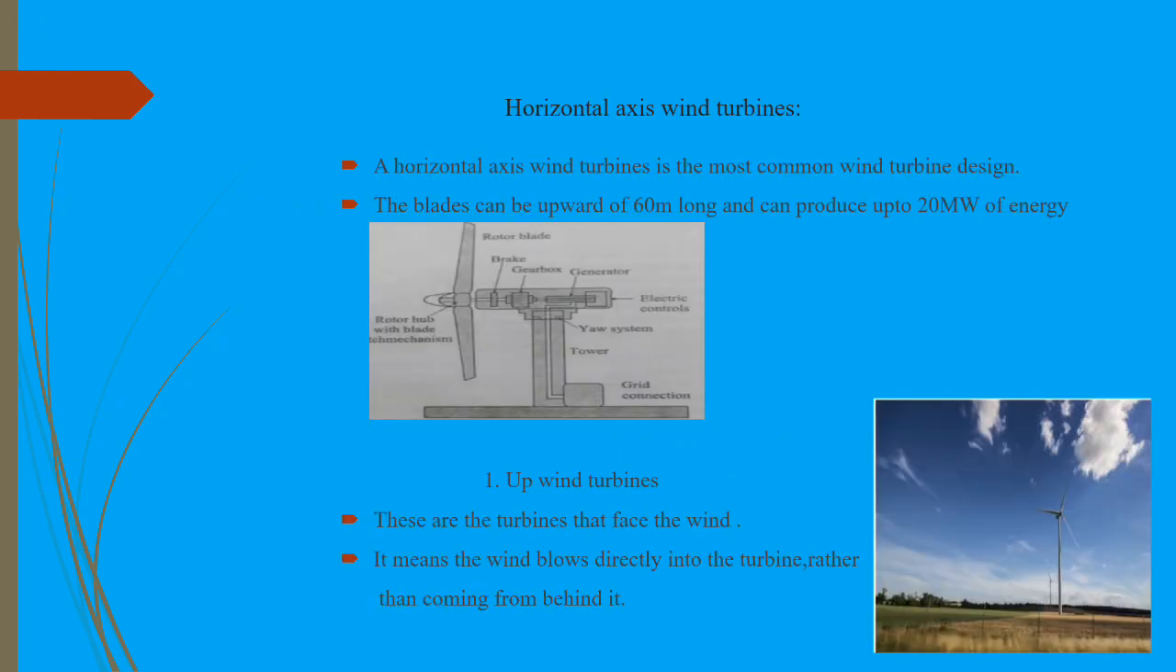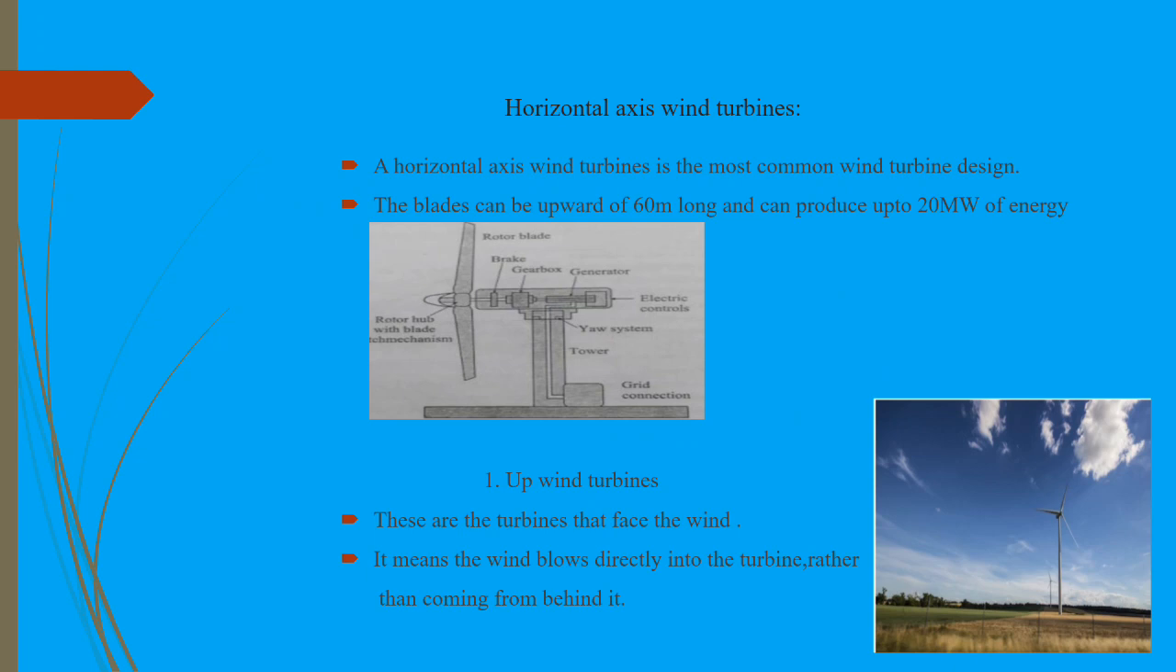What is meant by horizontal axis wind turbines? In this turbine, the blade can be upward of 60 meters in length and it can produce up to 20 megawatts of electricity. The horizontal axis wind turbine is the most common wind turbine design. In horizontal axis wind turbines, there are three classifications.